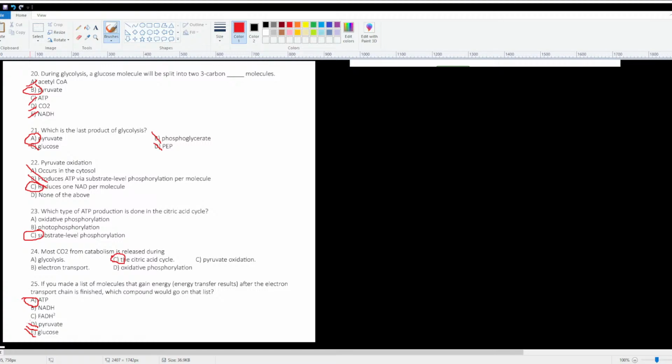So, which molecule gains energy? NADH is releasing energy. That is the thing that's being oxidized. It is releasing energy by being oxidized. Same thing with FADH2. It is releasing energy by being oxidized because it's oxidative phosphorylation. And what are we making? We're making ATP. What is ATP? ATP is a high energy compound. So if we made a list of molecules that gain energy, the only logical answer is going to be ATP. So let's move on.